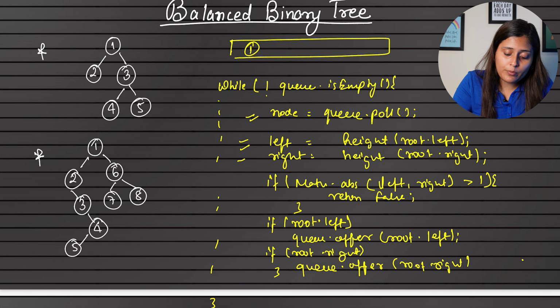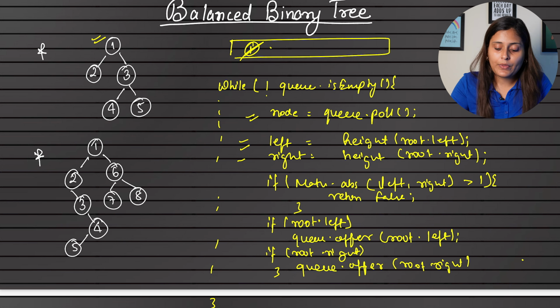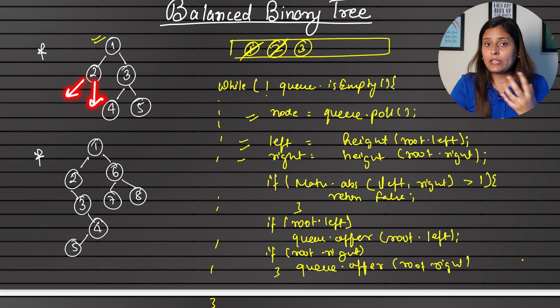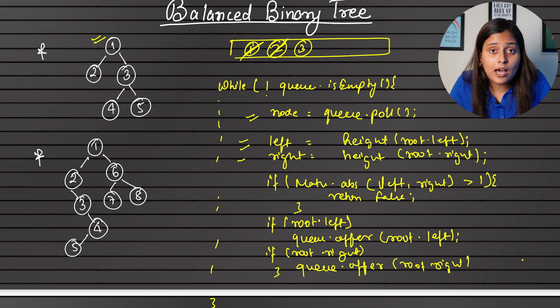So what will happen? First 1 will go because 1 is the node. Now we'll pop 1 and we will check their left and right child number of heights. Then we will insert 2 and 3 as the root's children. Again we'll pop 2. For 2 also we'll call and we'll get 0, 0 as the maximum height. The difference is not greater than 1. Again you will insert their children, but the children are also not there.